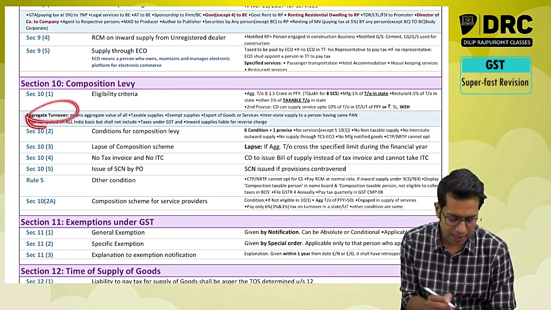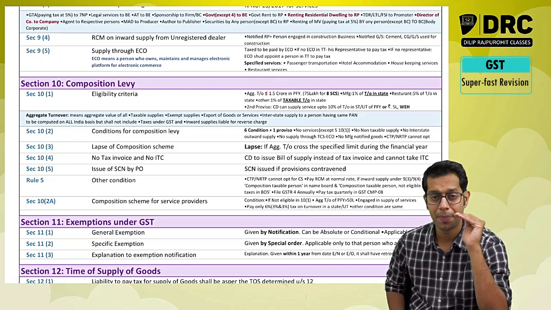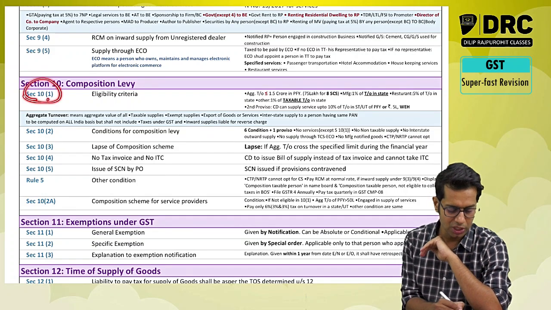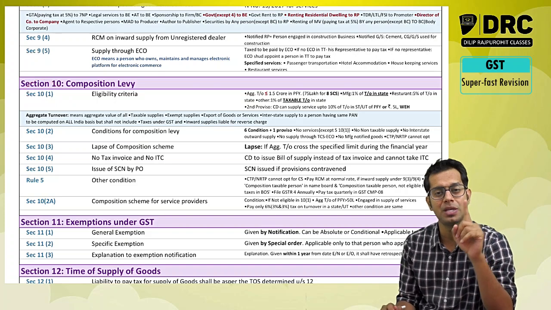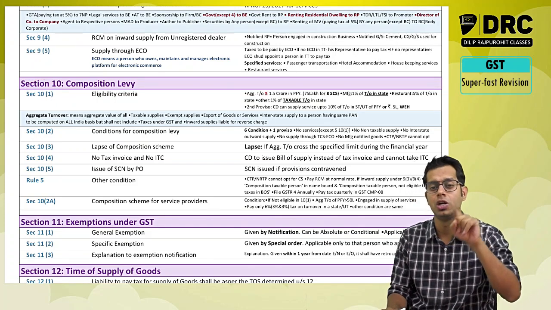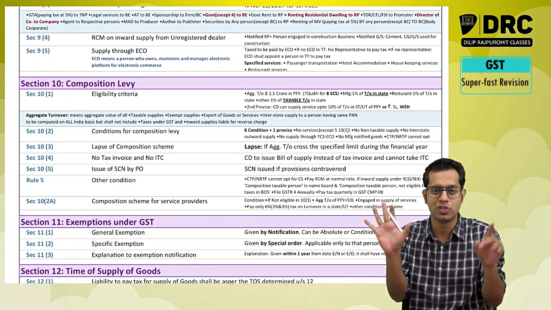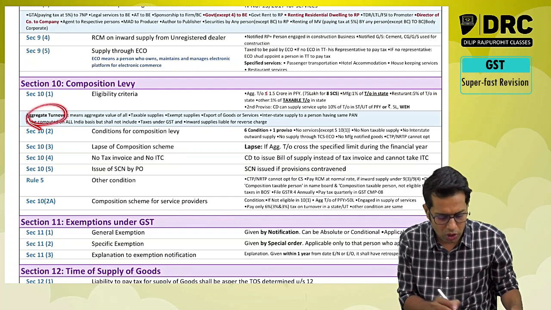Sir, what do you mean by aggregate now? A person who is eligible to opt for composition scheme as per section 10 subsection 1 can also supply services. How much services can he supply, sir? He can supply services worth 10% of the turnover in the state or union territory, or rupees 5 lakhs, whichever is higher. Then, sir, what do you mean by aggregate turnover?